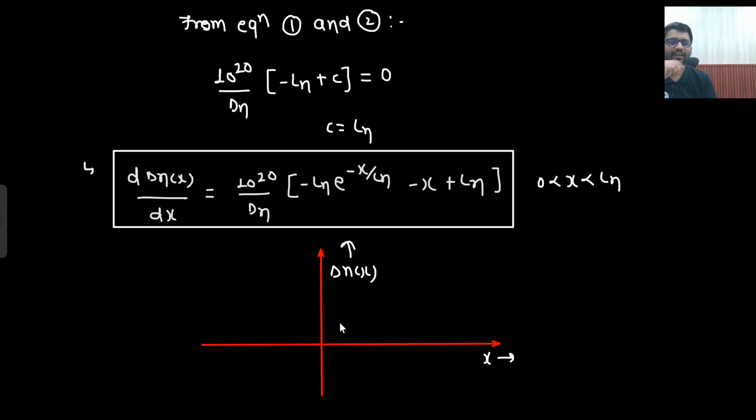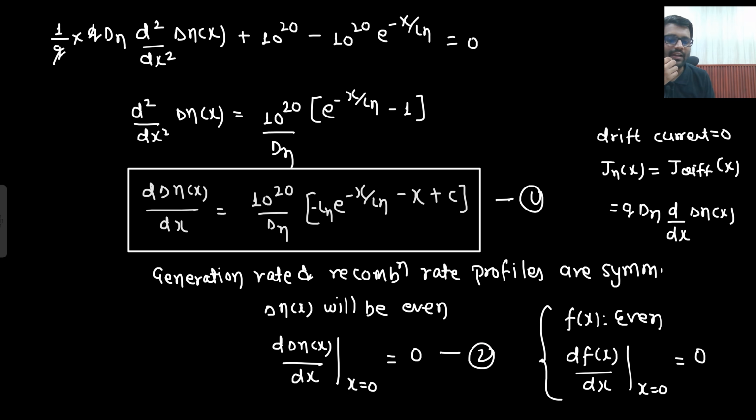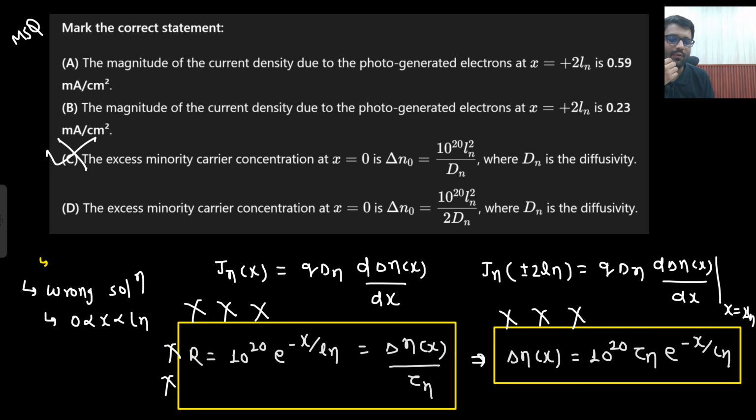I know that it will be symmetric, so I am making a very rough diagram. I am not sure how the waveform will go. I am just thinking that it is going like this, because I haven't got the delta nx expression. I have just got the d by dx delta nx expression till ln, right? Now after ln, what do I know?